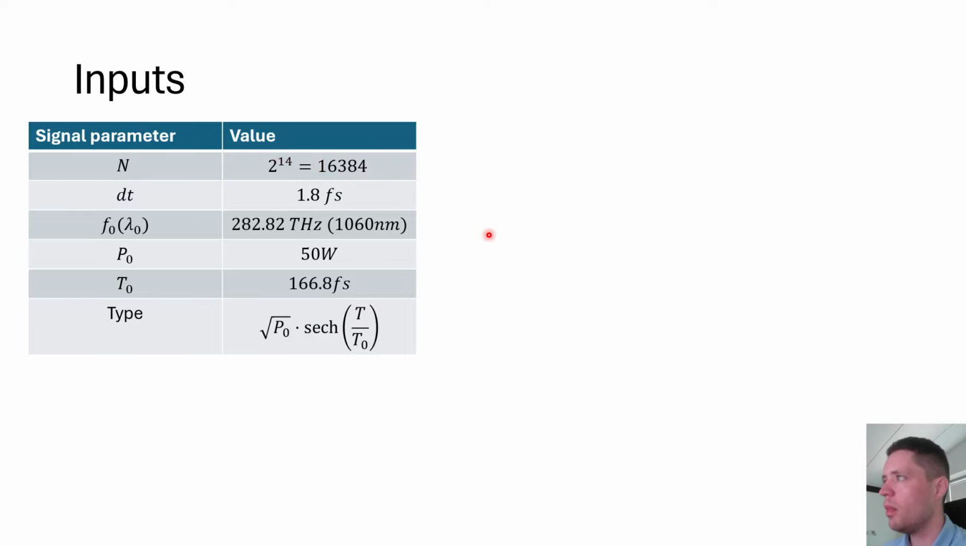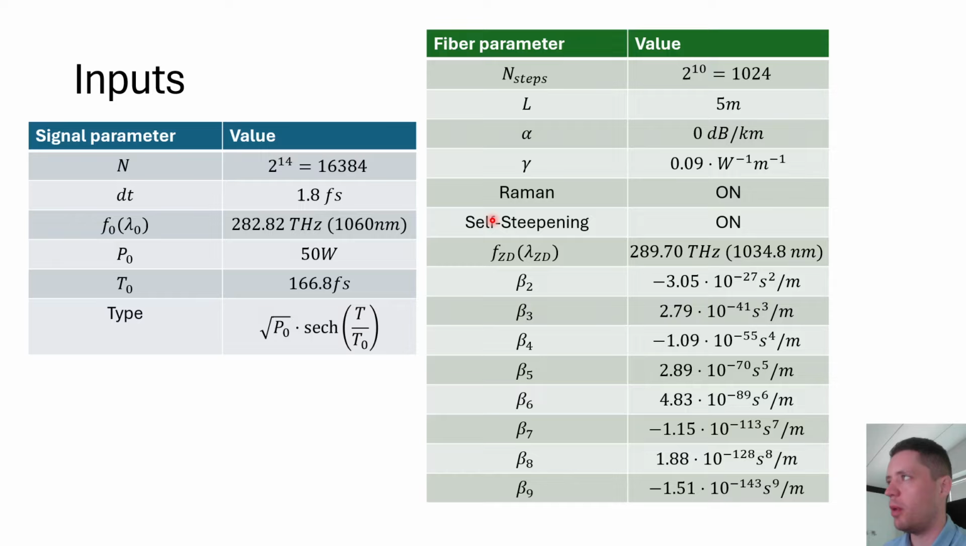Now, the medium that we're launching this pulse through is a fiber with a length of 5 meters and a fairly high gamma parameter of almost 0.1 per watt per meter. And this number is quite large compared to, for example, what you have for a silica fiber. And I think essentially what they're simulating here is a photonic crystal fiber, which is characterized by a very, very narrow core and therefore a very high gamma parameter.